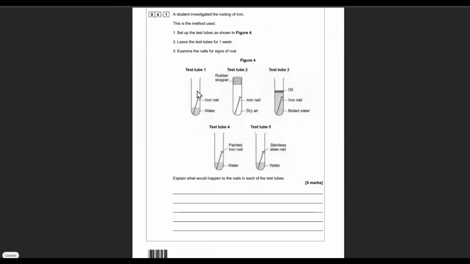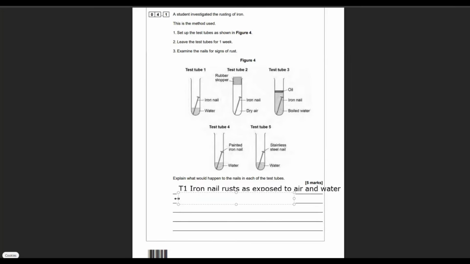So I'm going to go through it. Look at test tube one. We've got water, we've got an iron nail, and we've got air. Now, test tube one, guess what would happen? It would react. I'm going to put T1: iron nail rusts as exposed to air and water. So the first one, it's going to rust because it's got air and water. It's going to oxidize and become iron oxide.